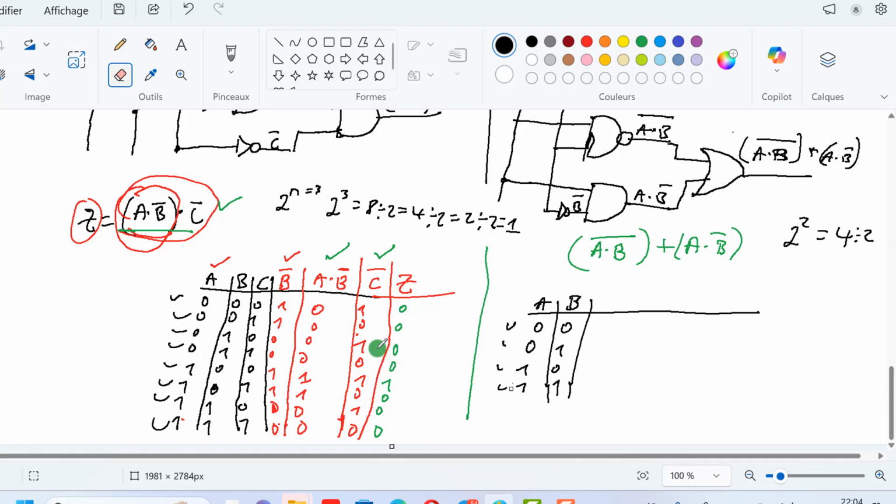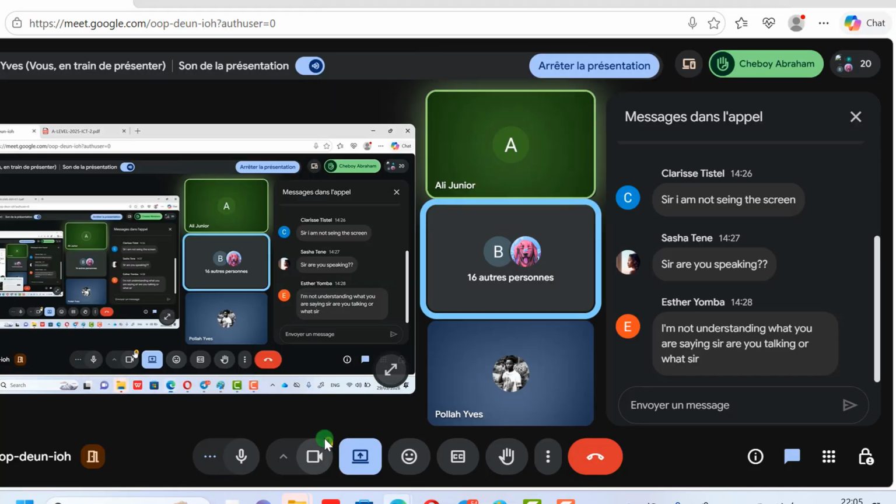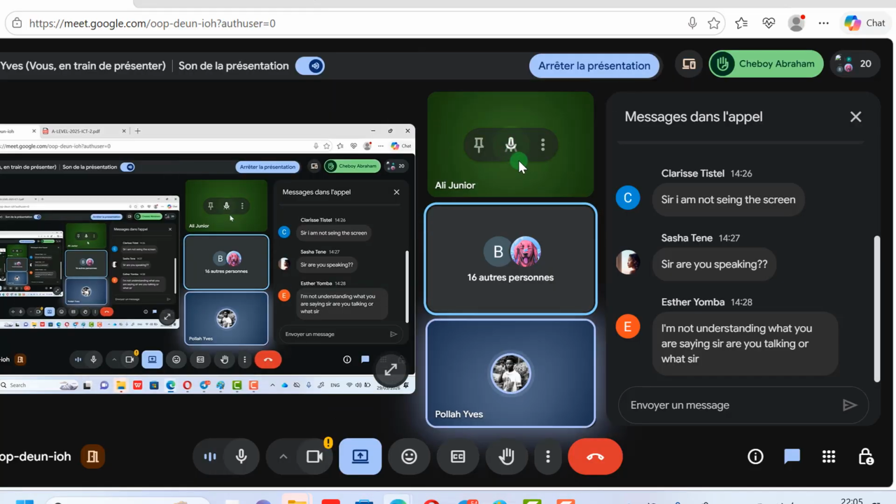So let me clean this. Okay. So for this expression, what happened? The first group here is A dot B all that bar. The mic, who is disturbing there? Ali Junior, your mic.